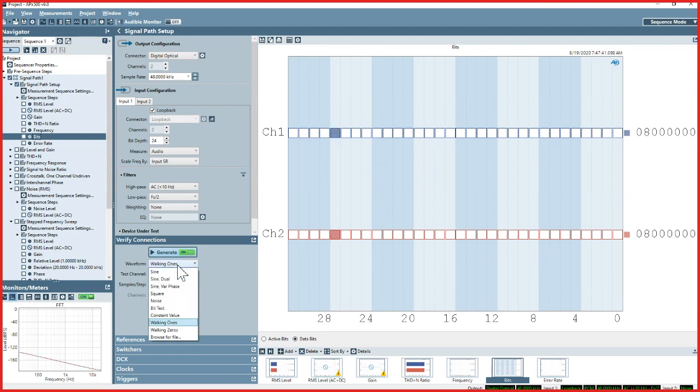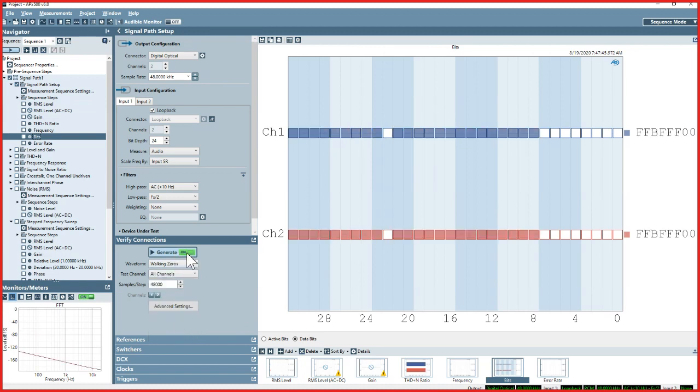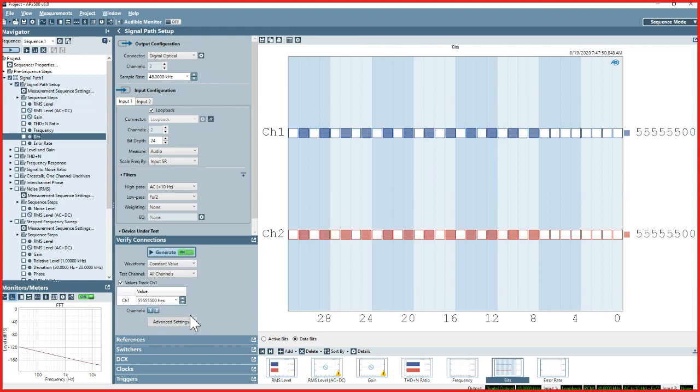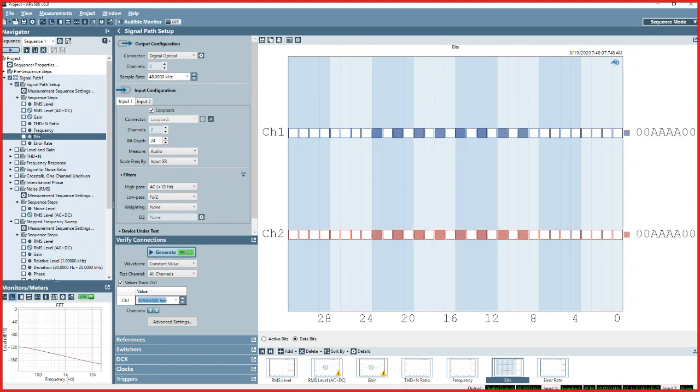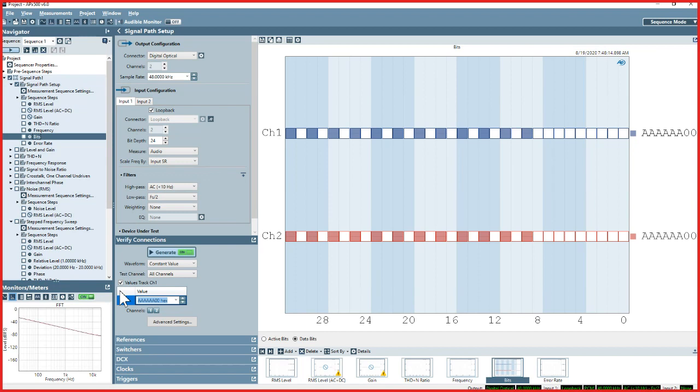There's the inverse of that, which is walking zeros. And then a little bit of an alternate, which is constant value. Constant value is particularly useful if you're trying to diagnose data interface problems on a serial connection, because, for example, if I change this to AA, there we go.